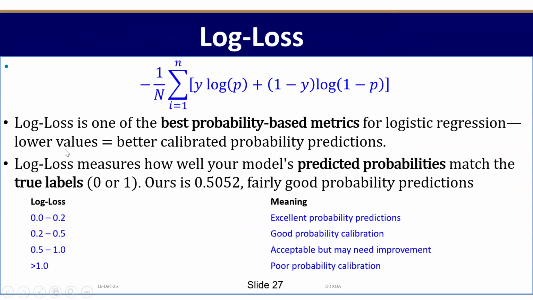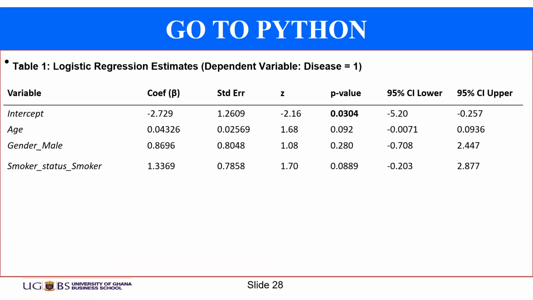It's in the middle. Because when you look at the range, smaller value is better. Because it's a loss, when you have less loss, it's better. So up to 20% is excellent probability prediction. Good calibration is between 20% and 50%. 50% to 100% is acceptable, but we need to improve. 1, or 100%, is bad, very, very bad. So you want a log loss that is smaller. And that is how you execute.